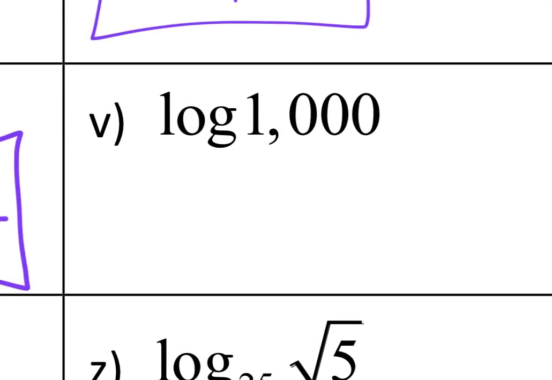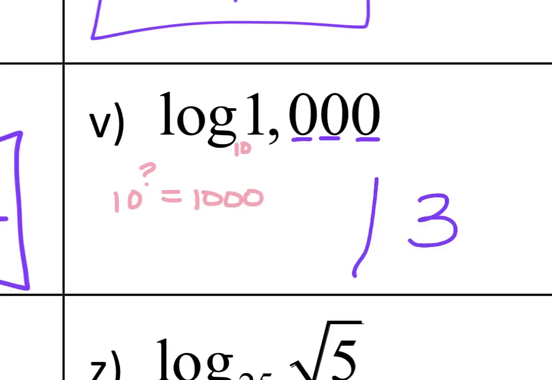Letter V is similar to letter N, but this time, first of all, remember that it's common log, so you're assuming that if there's no written log, it's log base 10. And this time, when it's a 1 with multiple zeros after it, you're counting just the zeros. And you're thinking to yourself, 10 to what power equals 1,000? And so your answer here is going to be 3.